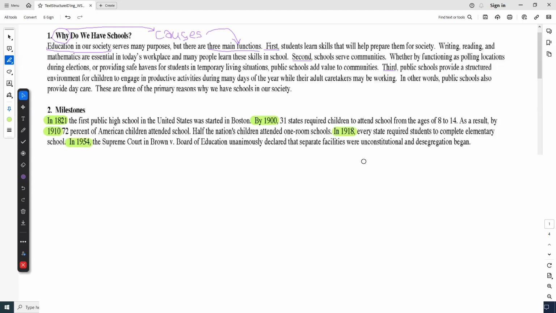And so I see something like milestones. If you guys know that term or are familiar with how it's used. So what did you guys say? So what kind of text structure do we have in number 2? Okay. And good. And what's the topic? What's it giving us a chronological detailing of? All schools? Any school?